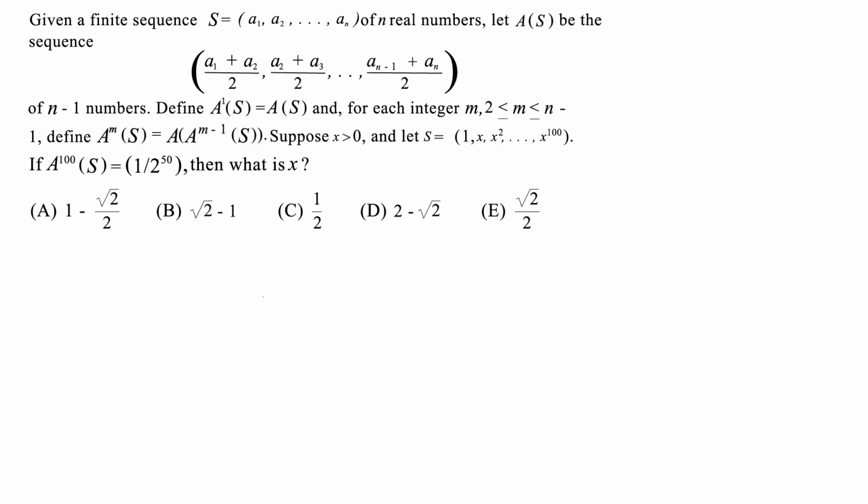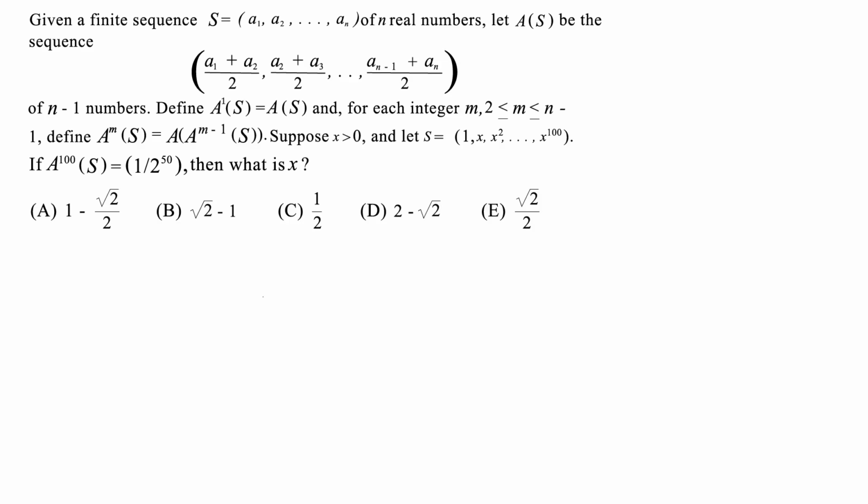Suppose x is greater than 0, and let S equal 1, x, x squared, all the way till x to the 100. If A100S is equal to 1 over 2 to the power of 50, then what is x? All right, first let's try to understand this question. What's going on? What's happening?